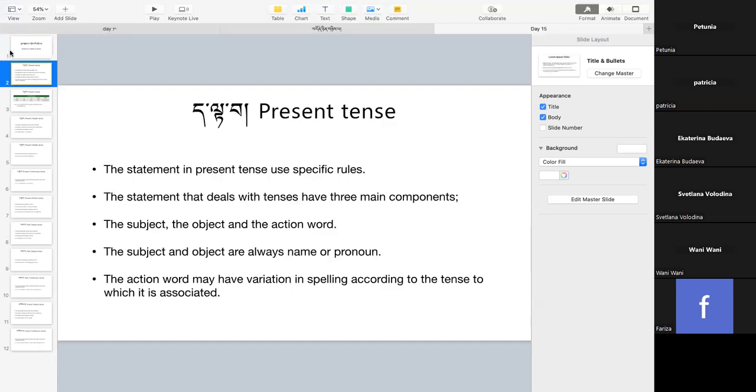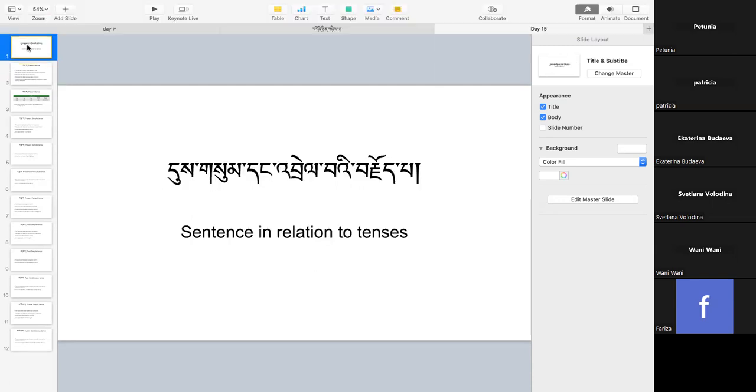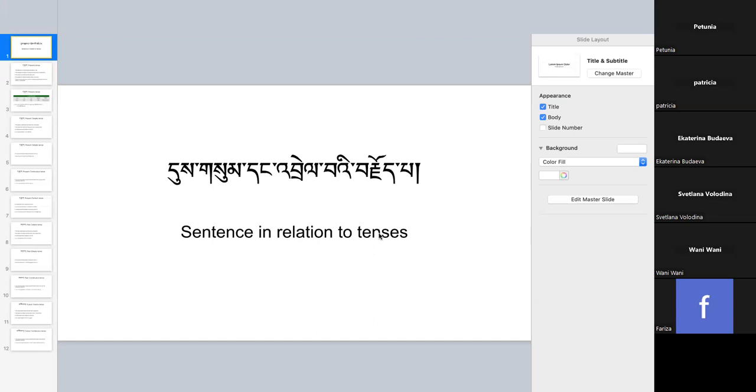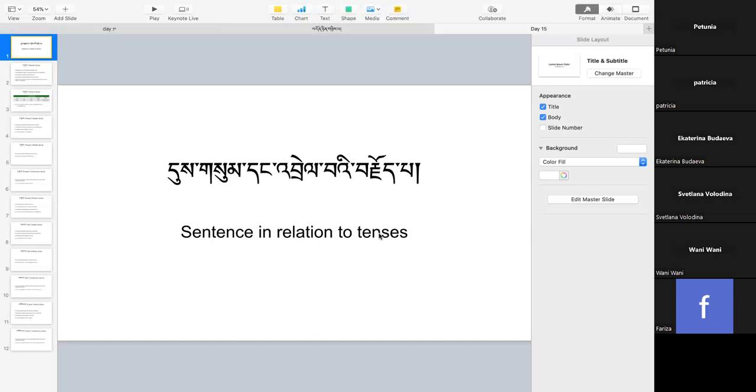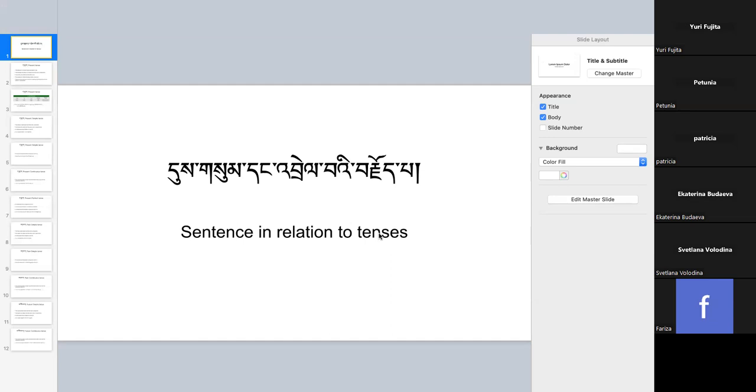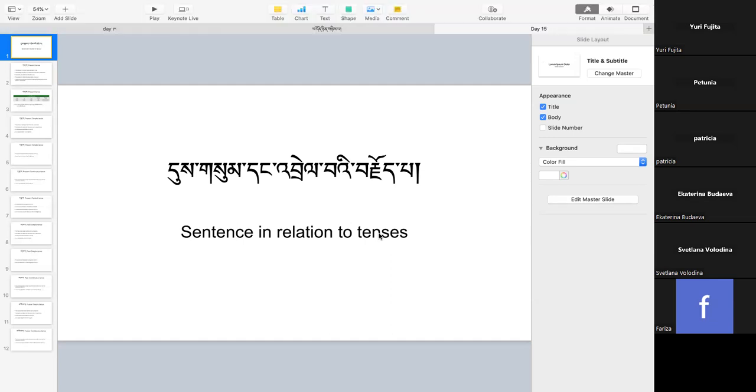So today we're going to discuss the tenses, and I thought we were going to be able to finish the entire thing, including the case with the imperative, but I think we'll be able to finish till the future tense.